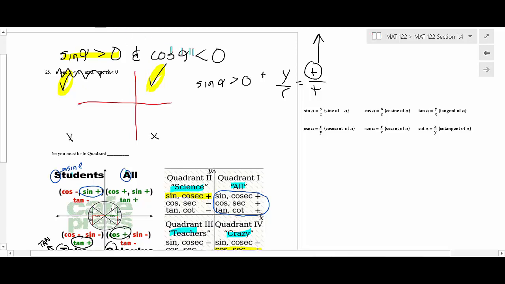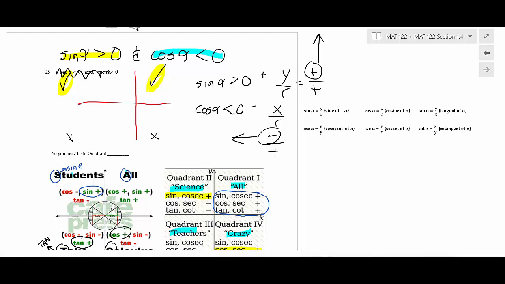Next condition is I gave you the cosine's negative. If the cosine is negative, remember the cosine is x over r. R is always positive. Where is x negative? X is negative to the left. So that means you would be there or there. So the conditions overlap there. So what quadrant are you in? It's quadrant 2. That's a very important activity to be able to do.